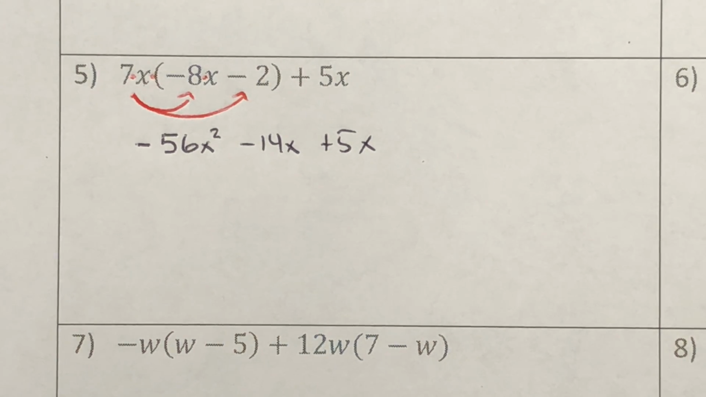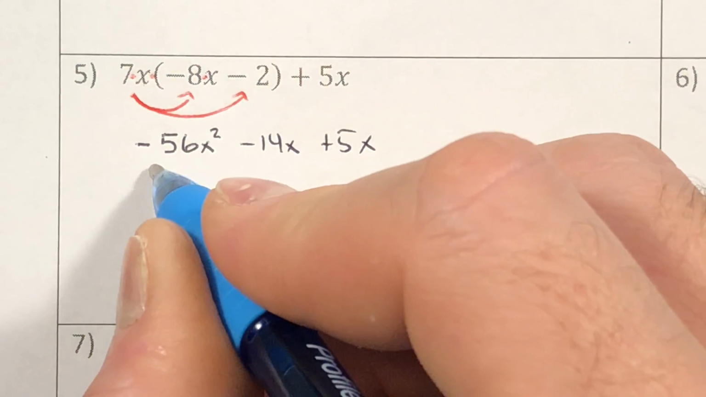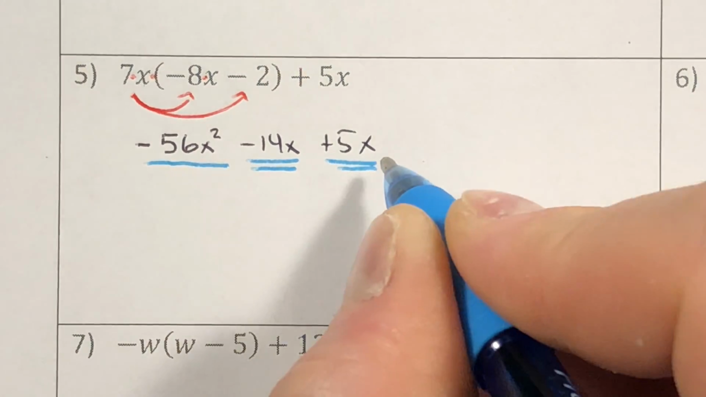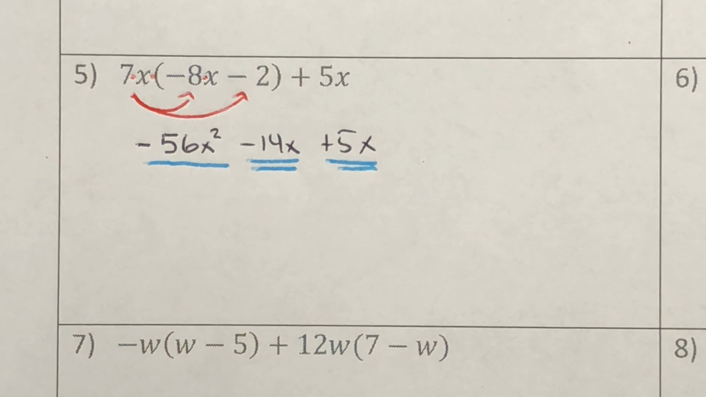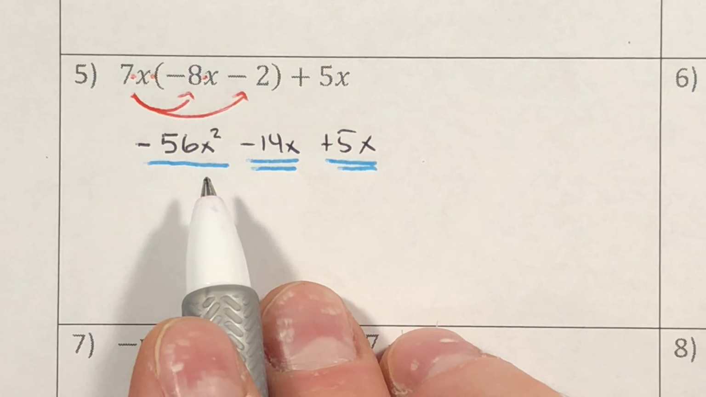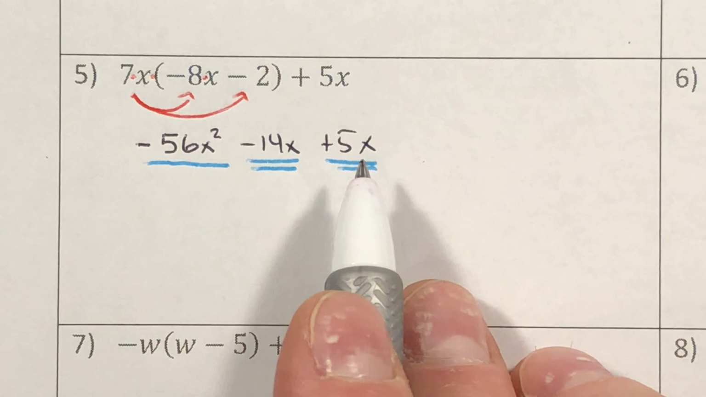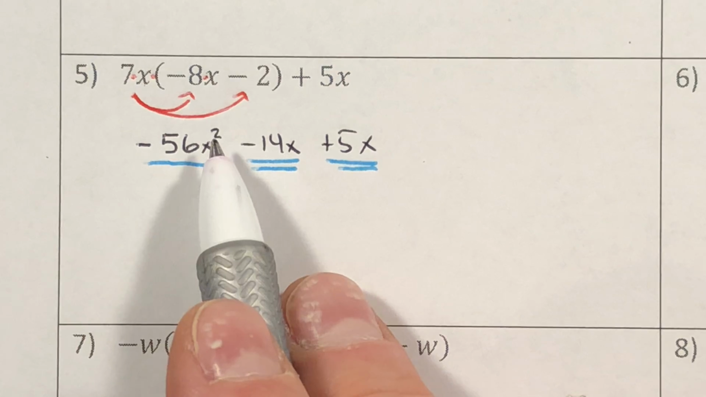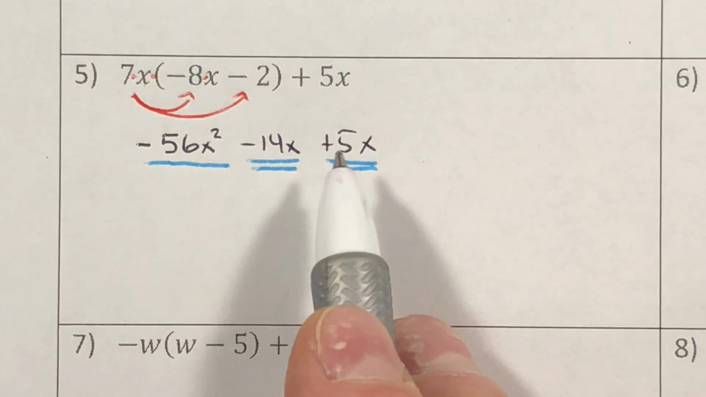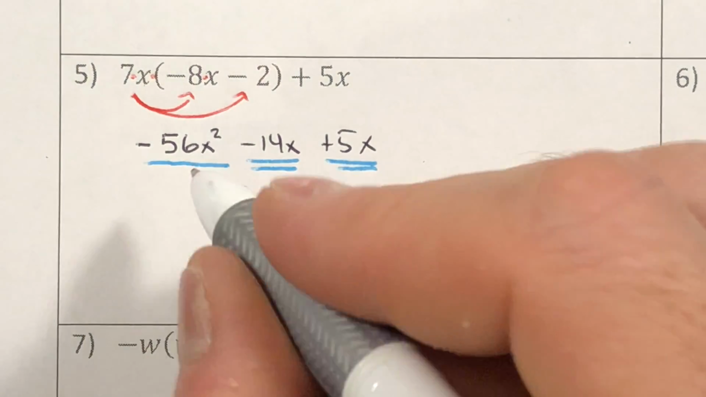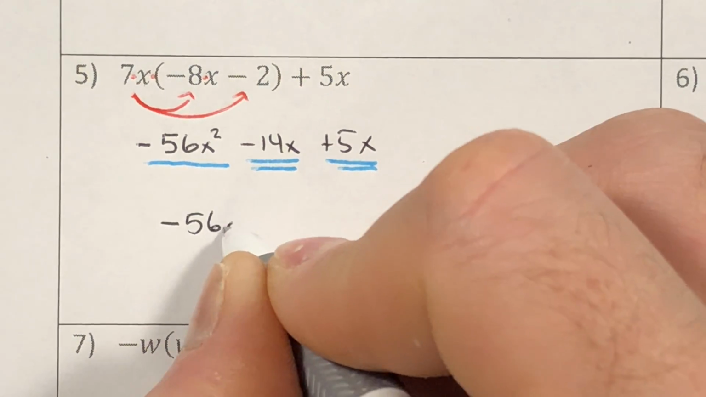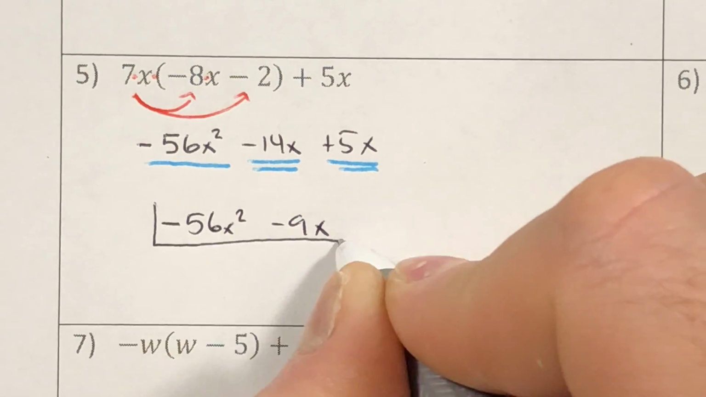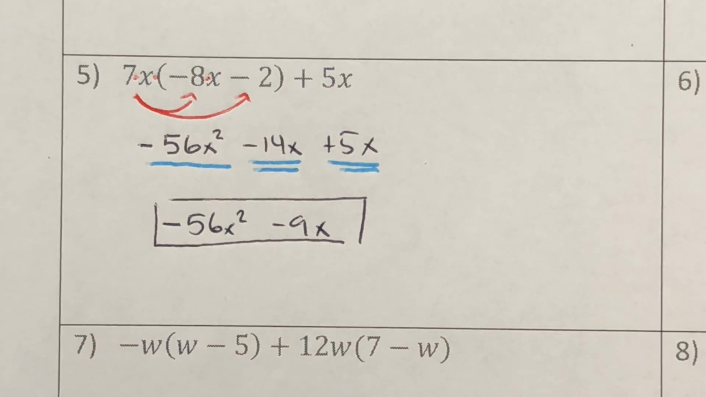Perfect. Now that I've done the multiplication step, I notice I have a single x squared, but I do have some x terms that I can combine. I can't combine them with that right there because, again, that is a squared term. Like terms have to have the same variable, x's, but also the same powers, squared, which means that's a different term which cannot be combined with these two. So negative 56x squared, minus 14 plus 5 is going to leave me with a minus 9x. Perfect.